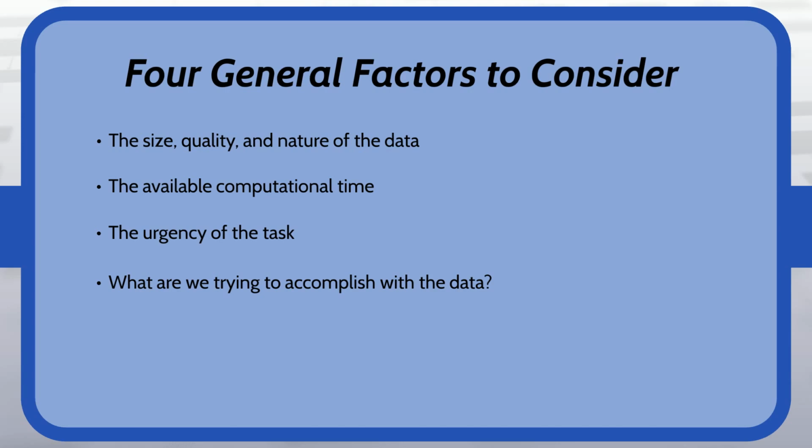Does this algorithm have to run in real time? If so, maybe a very deep neural network isn't the best option for you. The urgency of the task: for example, how much time can I spend on training the algorithm versus, do I need something that needs to be deployed tomorrow? And then again, what are we trying to accomplish with the data? Are we trying to do prediction? Are we trying to do inference? Do we want a sequence of actions? These are all factors that you consider when going into choosing an algorithm.